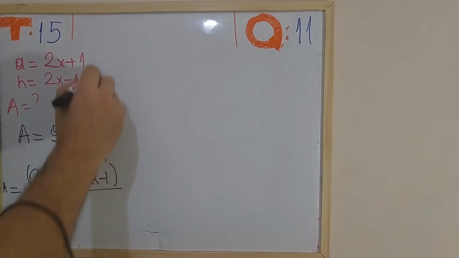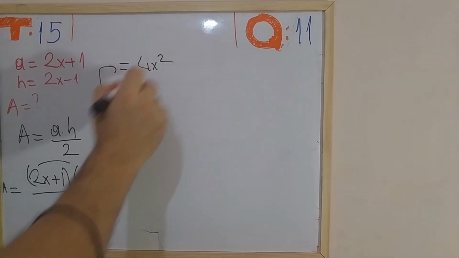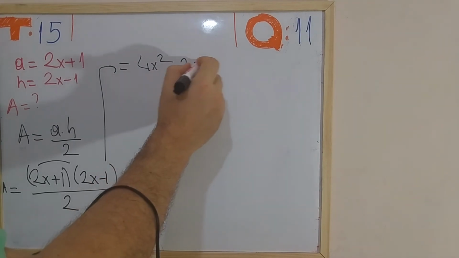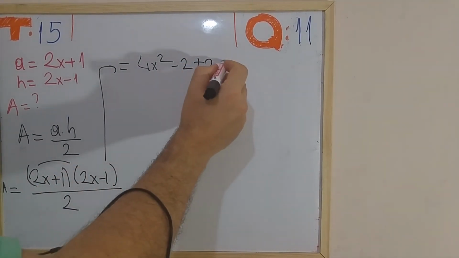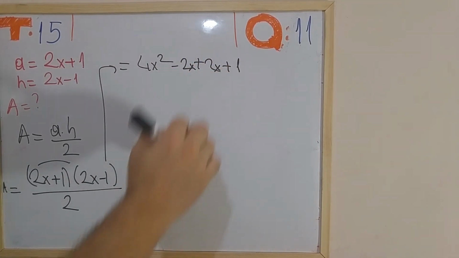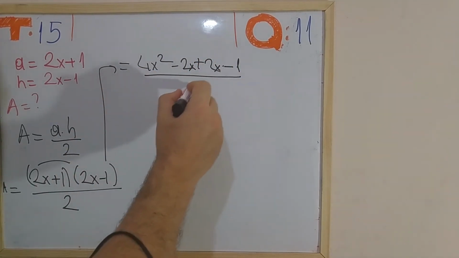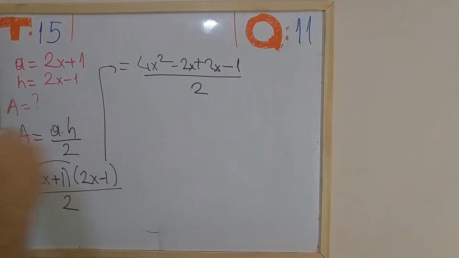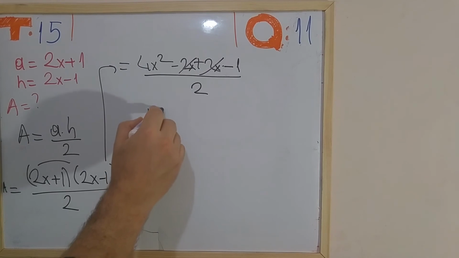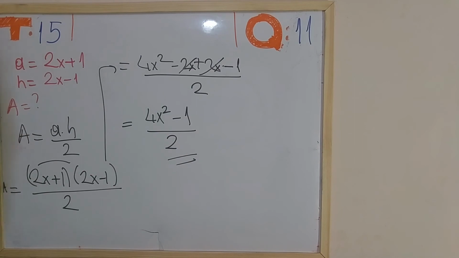Let's expand the parentheses here. Then it's going to be equal to 4x squared minus 2x plus 2x minus 1 over 2. Then these 2x's will cancel each other out, and I'm going to be left with 4x squared minus 1 divided by 2. This is the answer.